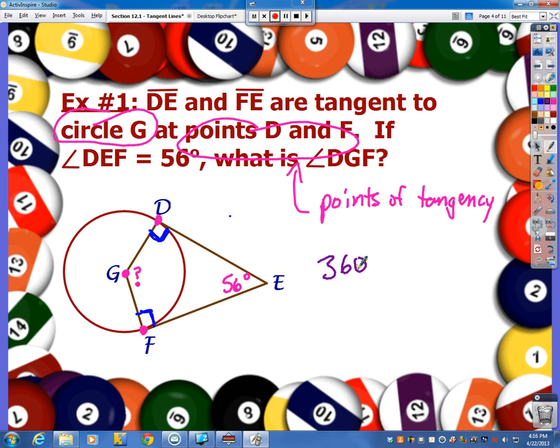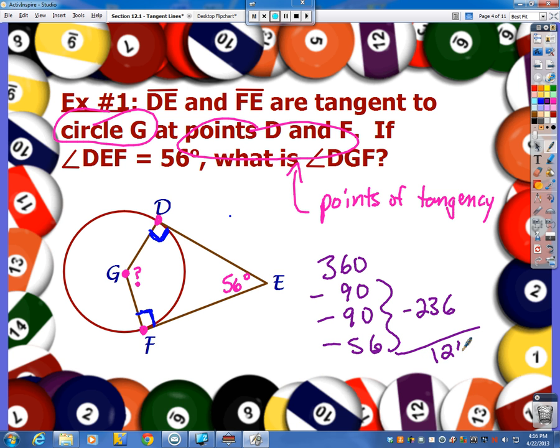Now, all quadrilaterals have 360 degrees, so subtract away our two 90s, subtract away our 56, and we are really subtracting away 236 degrees from 360, which leaves us with 124 degrees for our angle DGF.